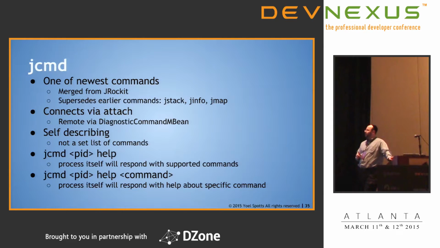And then in order to get help on a specific command, jcmd, PID, help, and then the name of the command, and the process itself, again, will respond with help about that specific command. What's really nice about this is that between JDK 7, JDK 8, and whenever JDK 9 comes out, jcmd will look exactly the same. But what the process responds with will be different. And so there's no need to change the command line parameters or the options that are available.